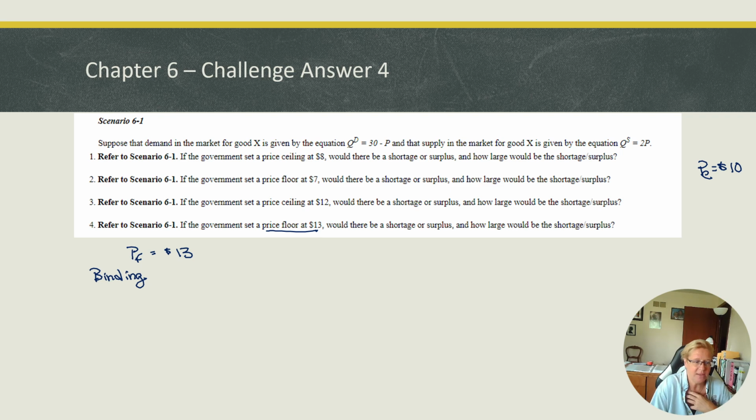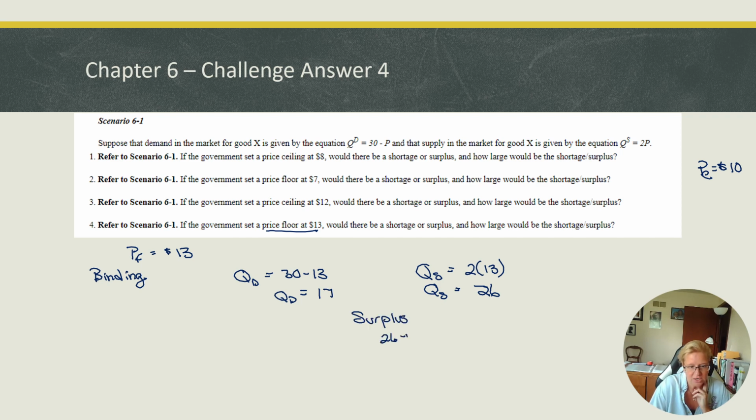We'll jump into the math. So quantity demanded is going to be 30 minus 13, so the quantity demanded is going to be 17. Quantity supplied is going to be 2 times 13, or quantity supplied equals 26. The difference of this, we have 26 supplied, 17 demanded. Quantity supplied is larger than the quantity demanded, so we have a surplus of 9 units.